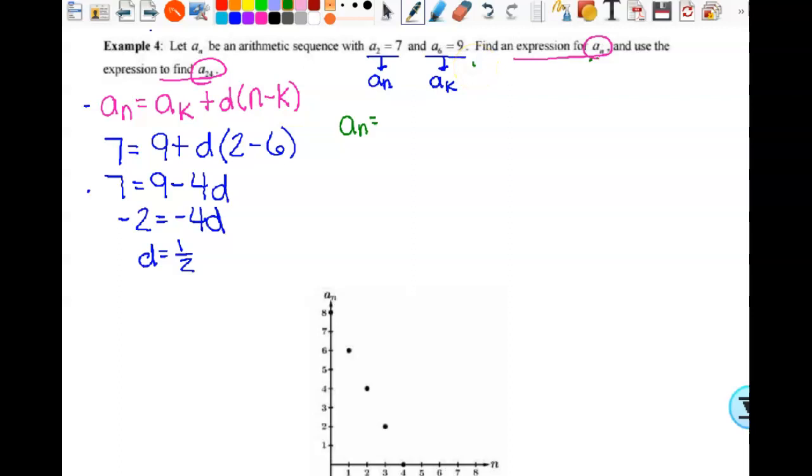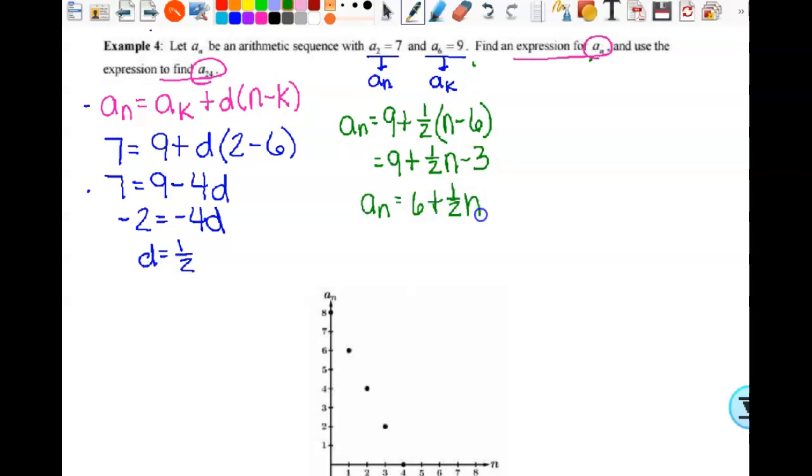That is equal to a sub k, which is 9, plus 1/2 times, because that's your common difference, times n minus what? 6, right? Because that's your k. Then we just clean this up. This is equal to 9 plus 1/2 n minus 3. So a sub n is equal to 6 plus 1/2 n. So there's my a sub n that I was asked for.